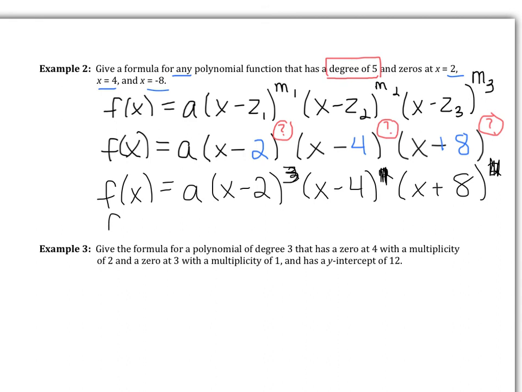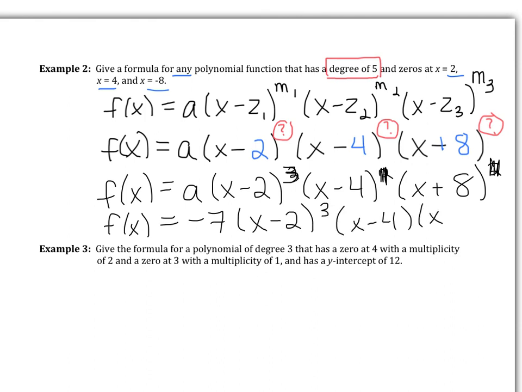And so I'm just going to make a choice. Notice it says any polynomial. So put a leading coefficient out in front. Maybe I'll put a negative 7 just for kicks. And so maybe I'll say that this is x minus 2 cubed times x minus 4 times x plus 8.